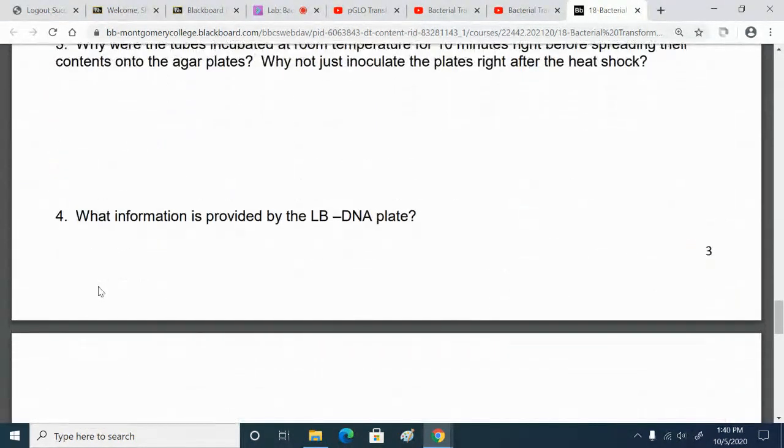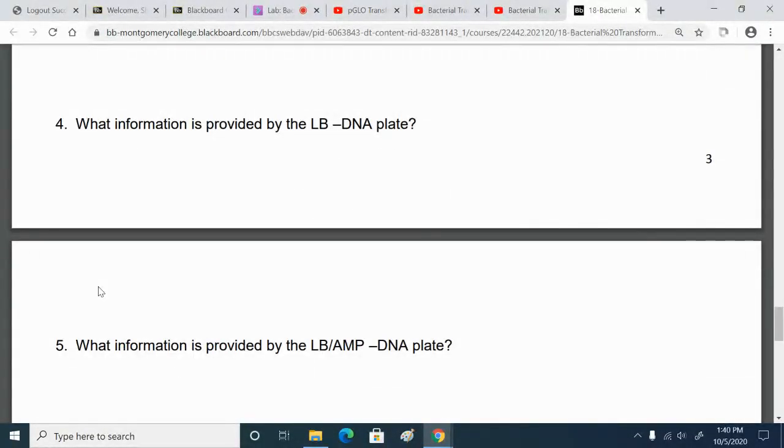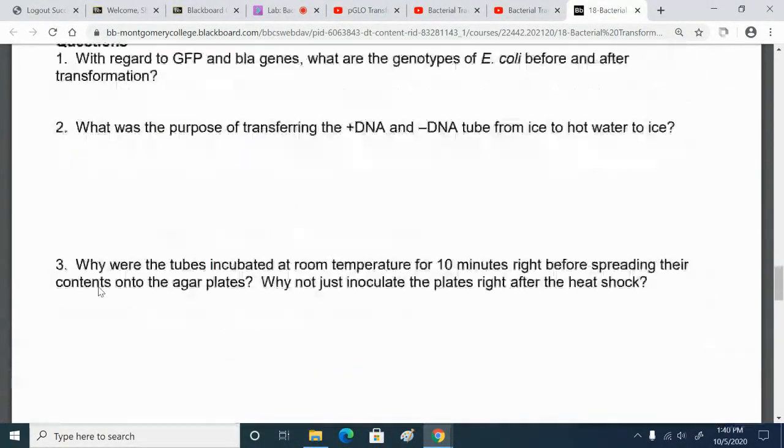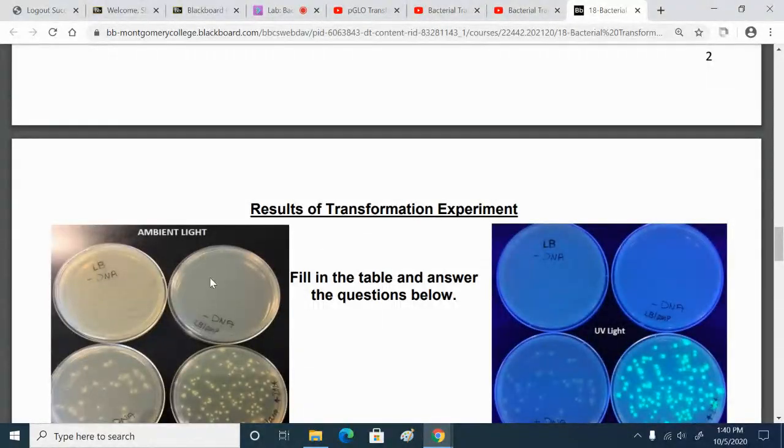Right, so that's question 4. And question 5 is asking us about the other minus DNA plates. So this one here. Again, it is a control, and it tells us one very important thing. And what's that?